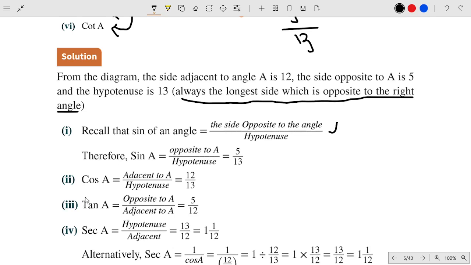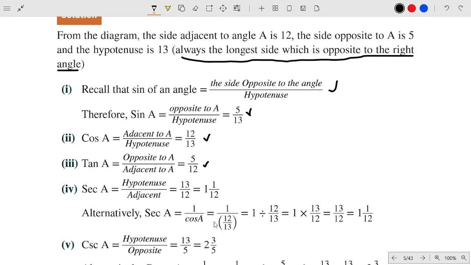In the same way, cos is adjacent divided by hypotenuse. So we're going to have 12 on 13. Then in the same way, tan is opposite on adjacent. So that one is 5 on 12.